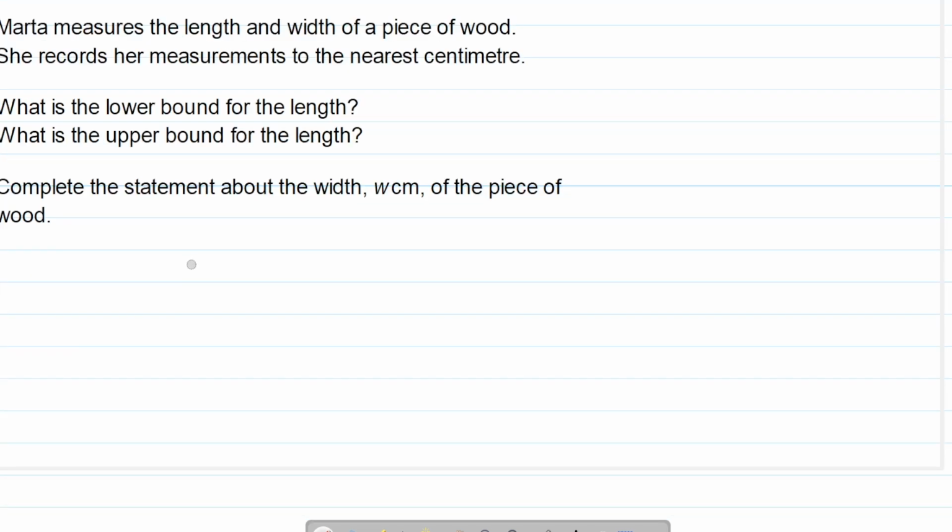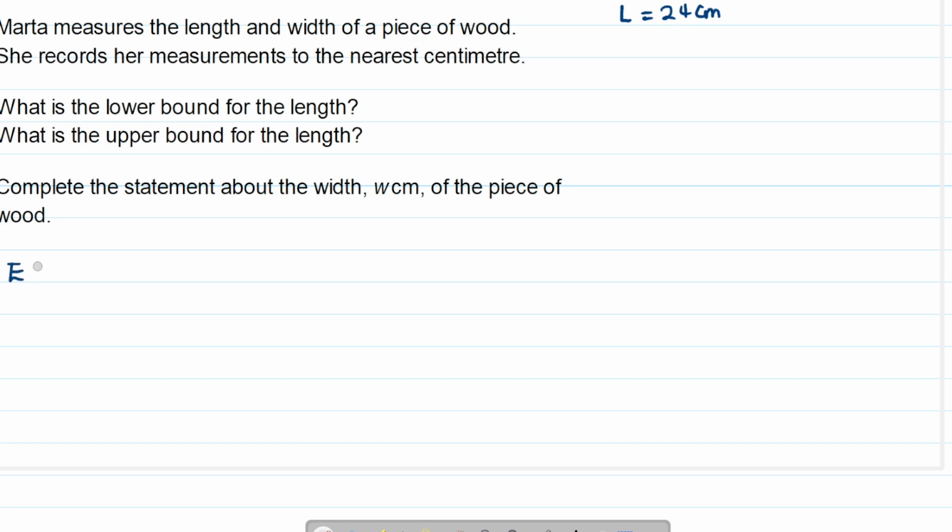To the next question. Martha measures the length and width of a piece of wood. She records her measurement to the nearest centimeter. What is the lower bound for her measurement? Now from this question, Martha measures the length. The length of the wood is given as 24 centimeter. So if this is the length, what will be the lower bound and the upper bound for this measurement when it is done to the nearest centimeter?